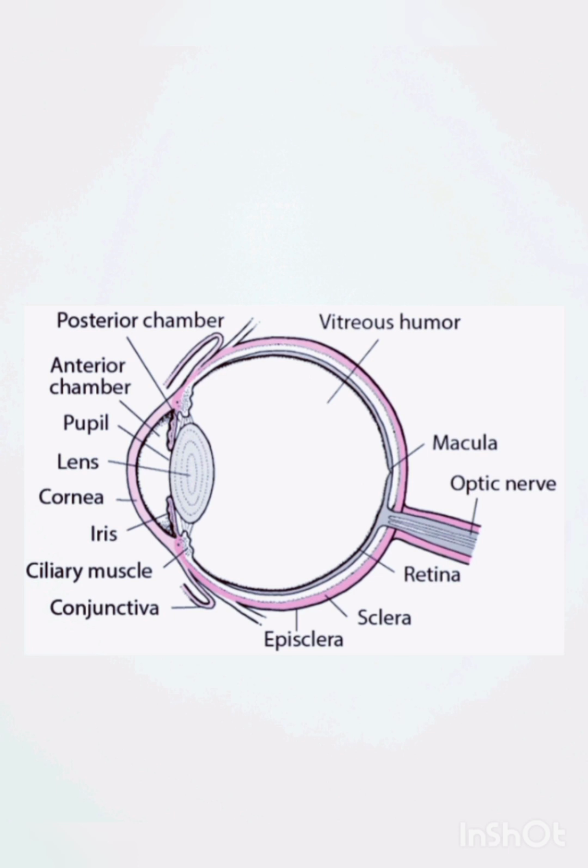Last one is vitreous humor. It is a transparent, jelly-like substance present between the lens and the retina. It contains 99% water, collagen, proteins, etc. The main function of vitreous humor is to protect the eye and maintain its spherical shape.